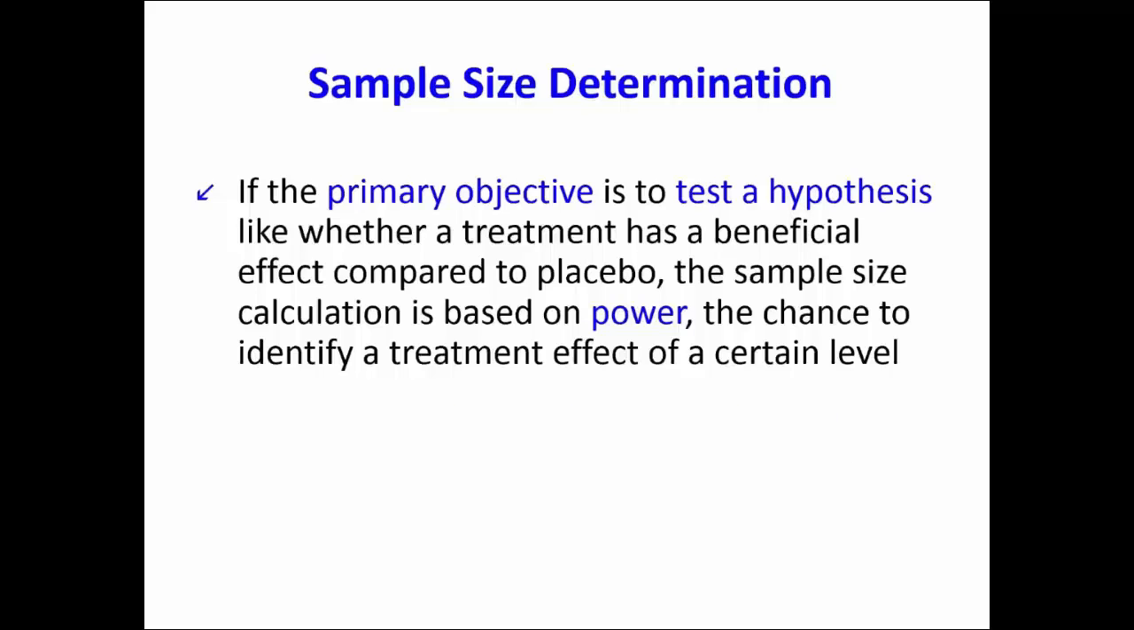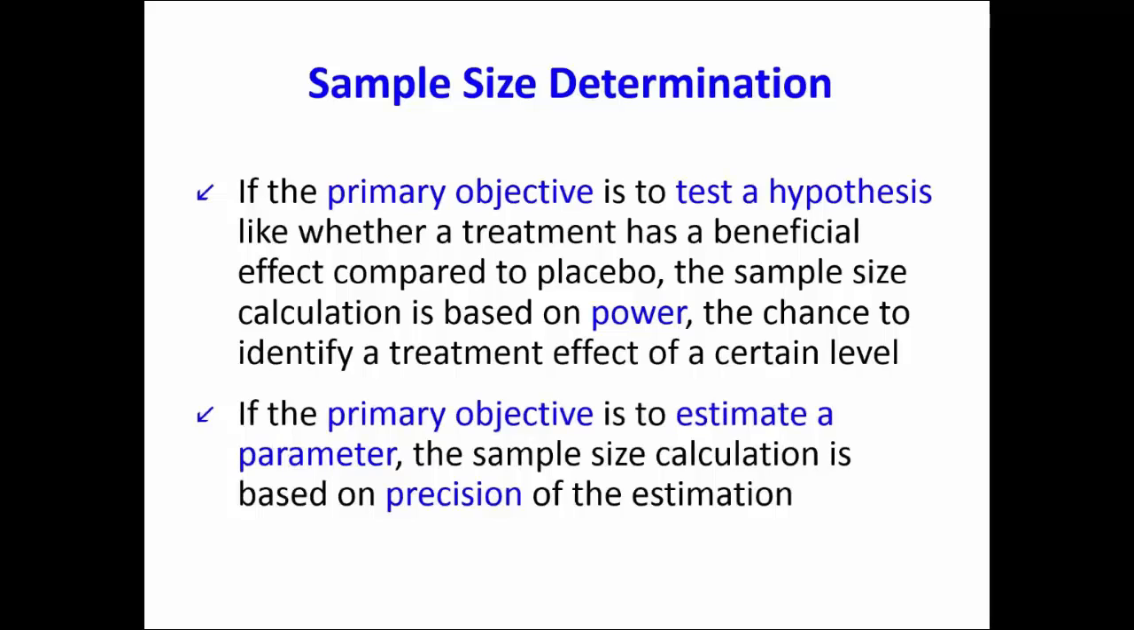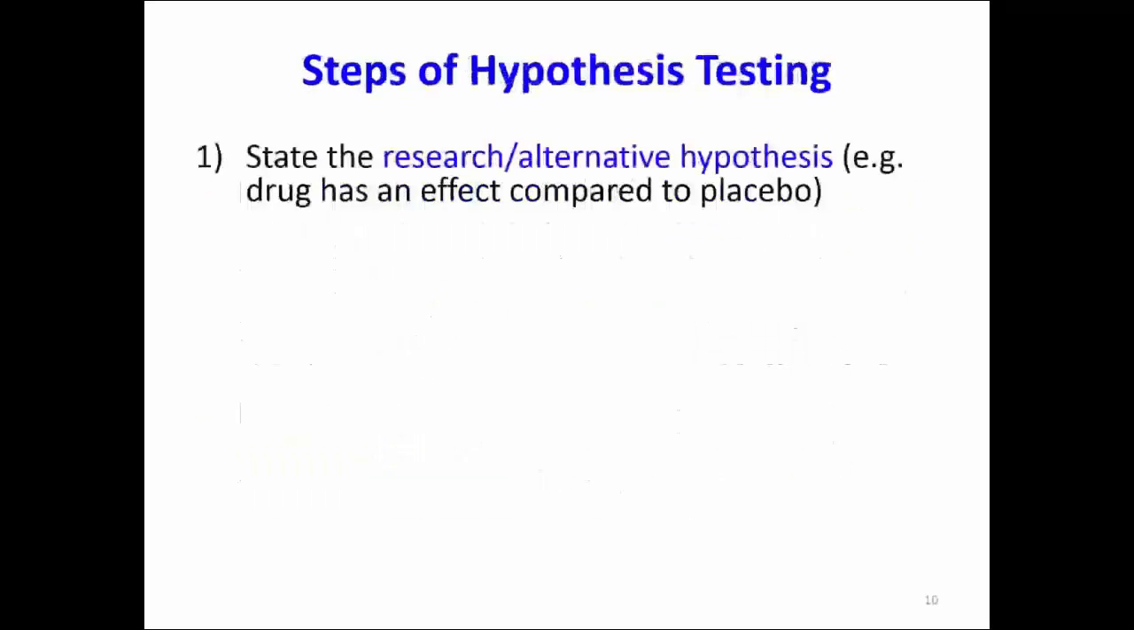If your objective is actually to estimate something, say you want to estimate the survival rate within a certain population, so you want to estimate a parameter, then the sample size will depend on the precision required for the estimate. The more data we collect, the more accurate, the more precise the final estimator will be. Just a brief review of the statistical hypothesis testing process.